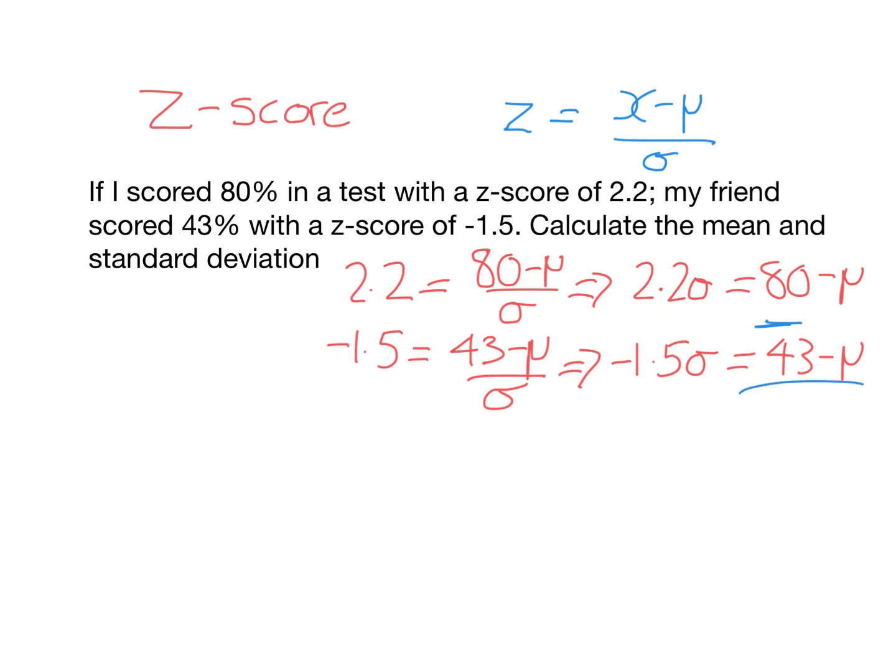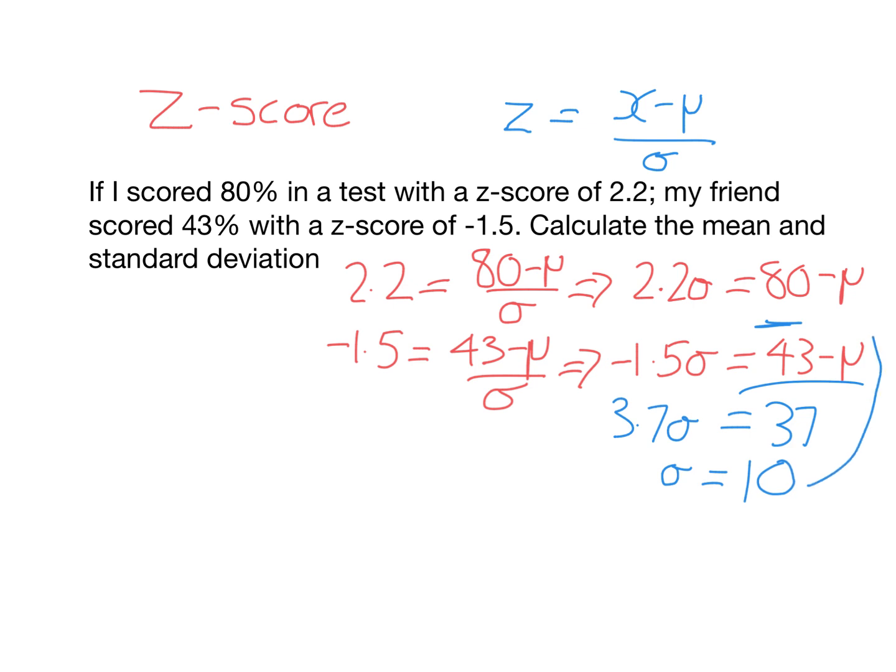80 minus 43 is 37. Negative mu minus negative mu is 0. That's why I did it. I wanted to get rid of the mu's. On the other side, I need to do 2.2 sigma minus negative 1.5 sigma, which gives us positive 3.7 sigma. Divide each side by 3.7. I found that the standard deviation is 10.